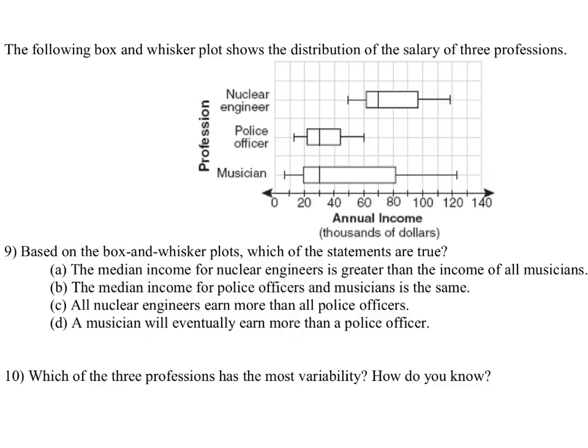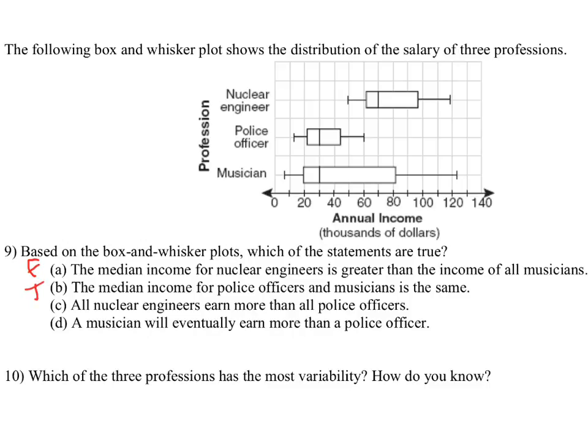Median income for nuclear engineers is greater than the income for all musicians. Well, if you go to nuclear engineer median, that's the line in the middle of the box plot, is that higher than everything that's in musician distribution? And that would be no. So that one is false. B, the median income for police officers, that's this line, and musicians is the same. It looks like they are. So that one would be true, right? The median is the line in the middle of the box there.